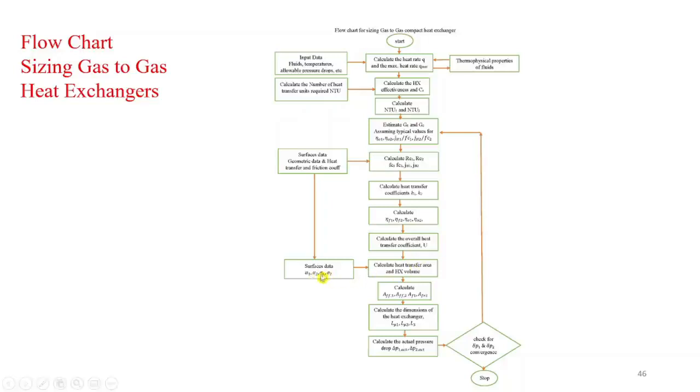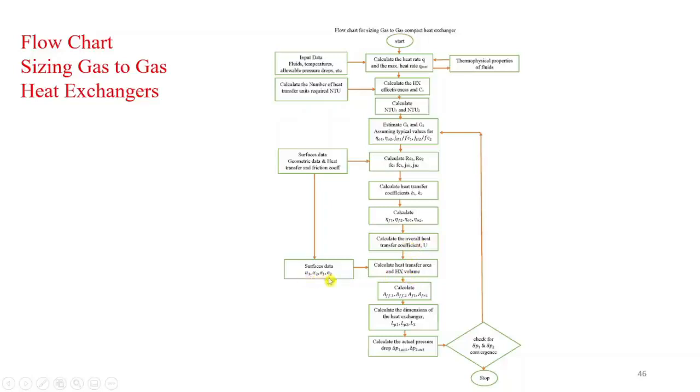From the surface data, we know alpha 1 and alpha 2. We have calculated alpha 1 and alpha 2. Alpha is basically the heat transfer area divided by the volume of the heat exchanger. We calculated the area in this step, so we can calculate the volume of the heat exchanger.